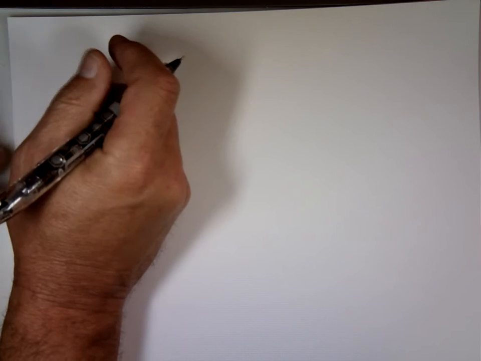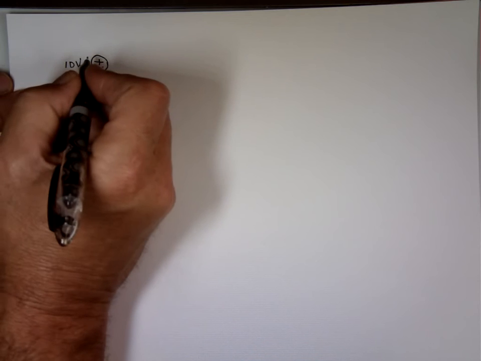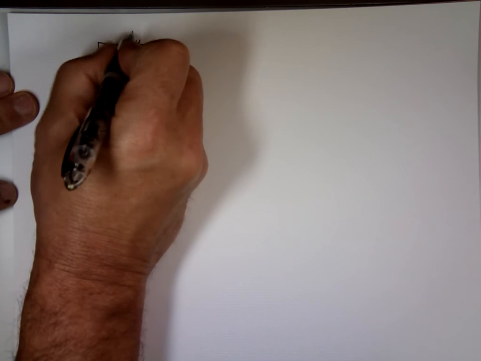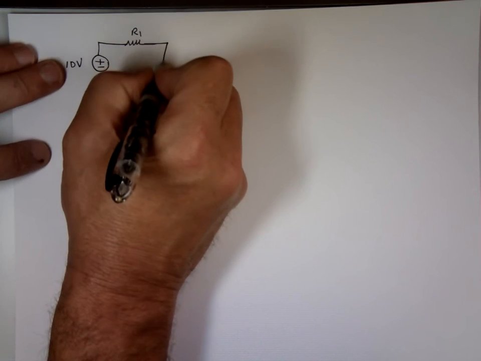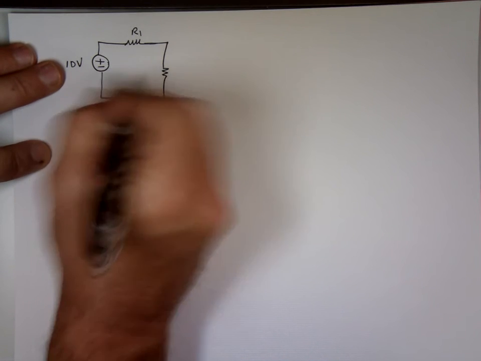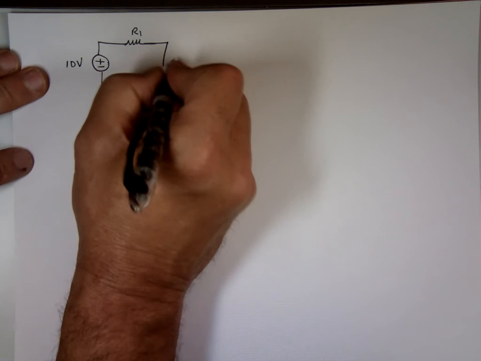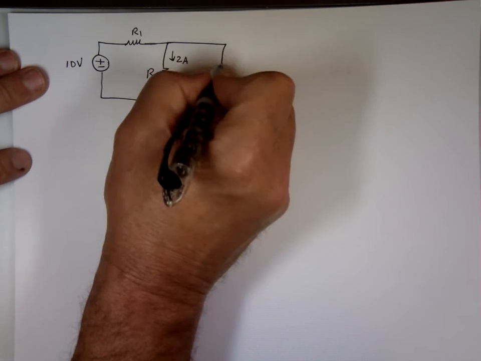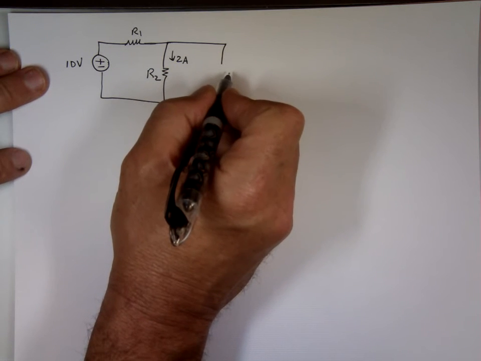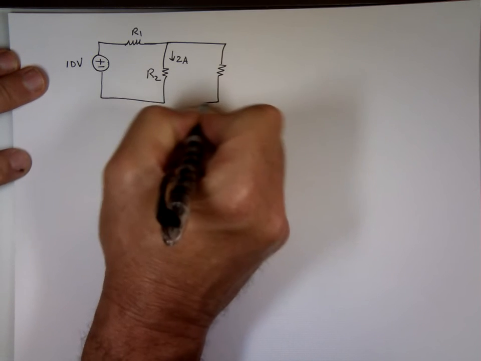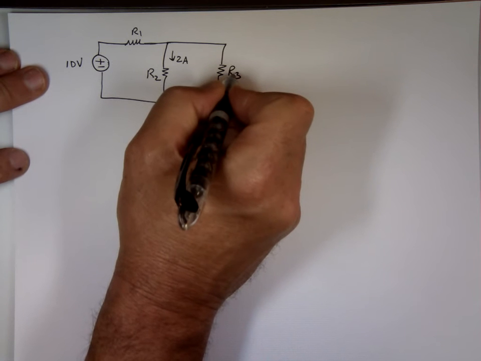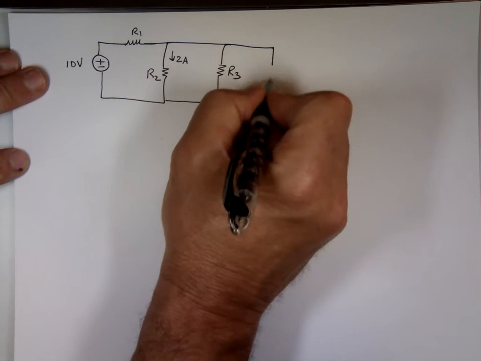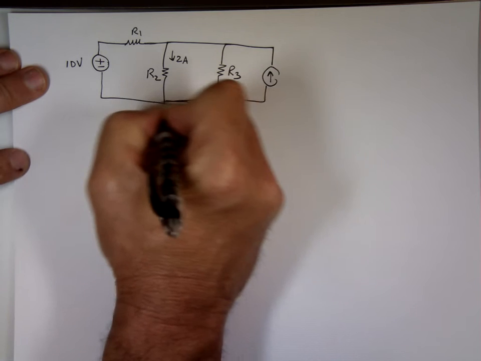Let's put 10 volts here. This is resistor 1. I might come back, give you some numbers for it. Maybe, maybe not. This is resistor 2. This current, I'm going to tell you it's 2 amps. This is resistor 3. And this is 5 amps. Let's call this current here I.